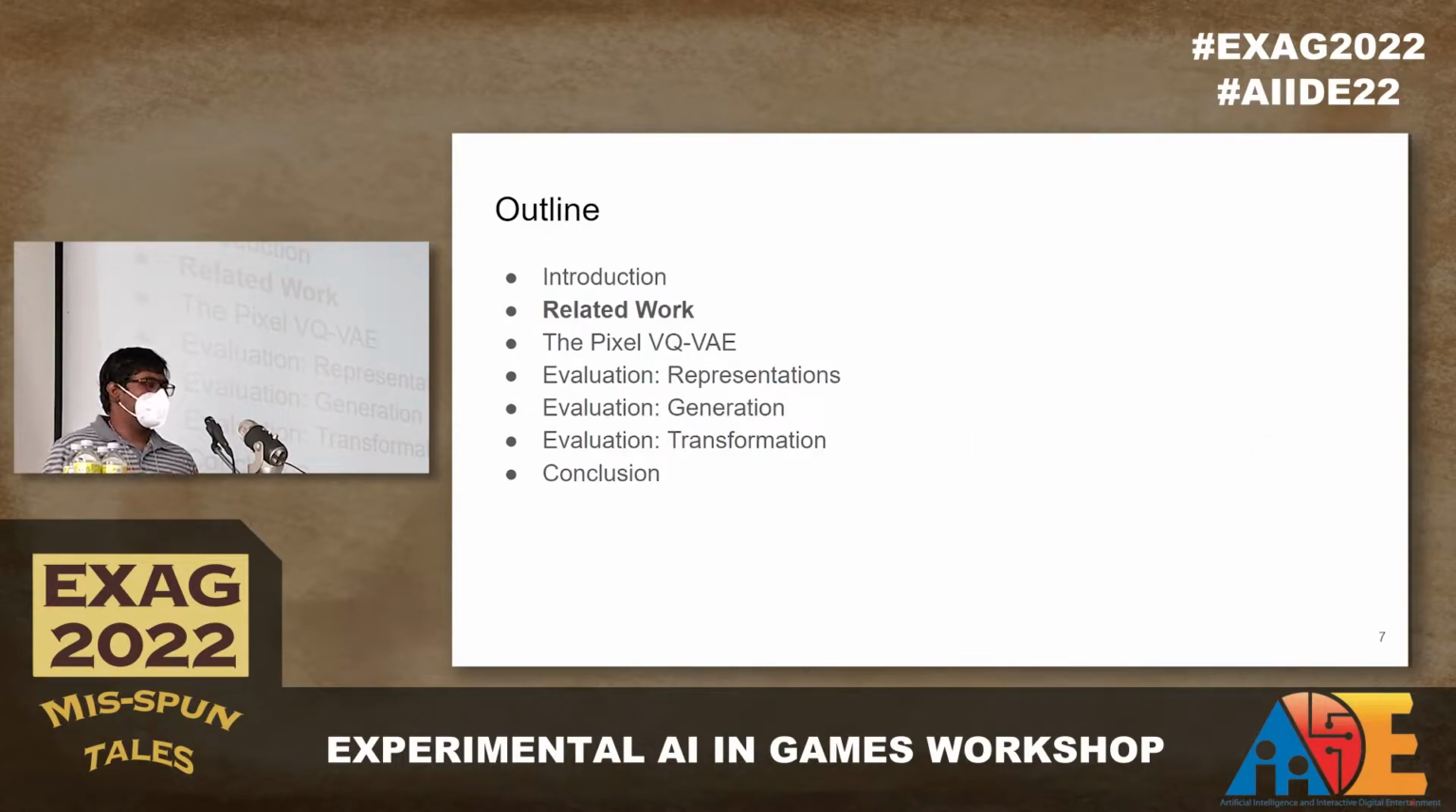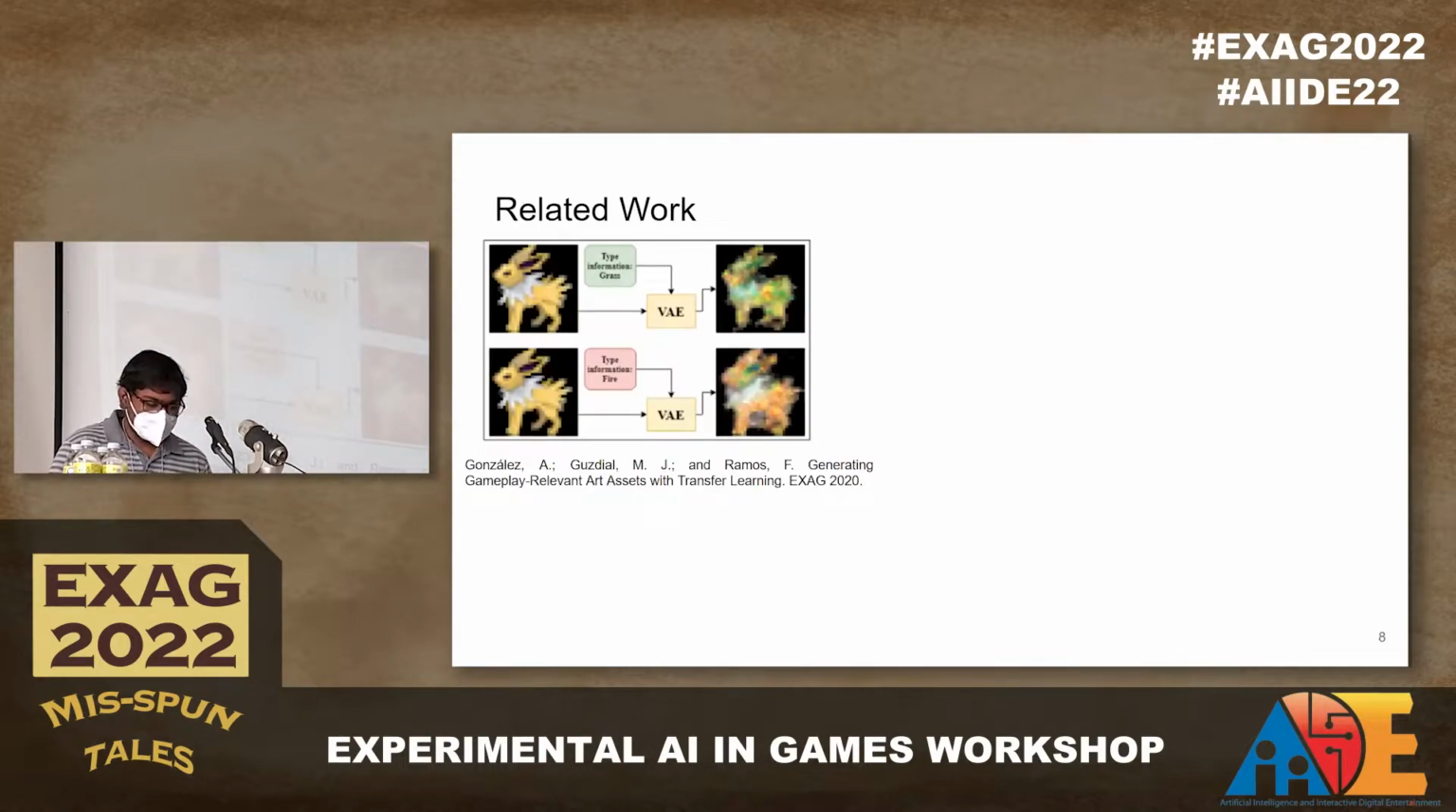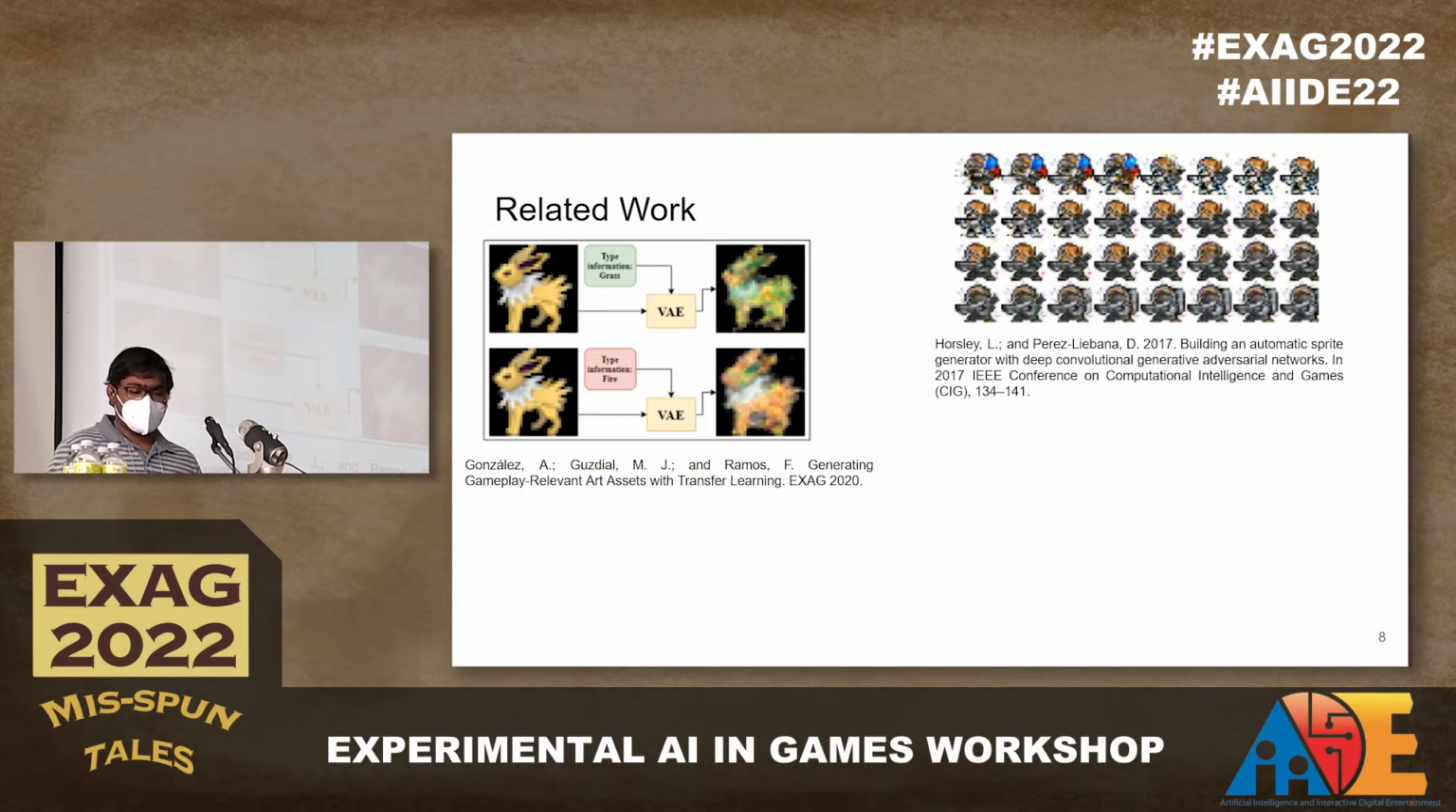But let's just talk about some pixel art related work. There isn't a lot, but let's look at them. So this first work is not actually pixel art, but it's on representing images and transformations. This work by Gonzalez et al. attempted to modify Pokemon, and you can see it works somewhat well, but it's kind of blurry and they use a VAE. There's also this other work by Horsley and Perez Libana on generating pixel art images using a GAN. And while these have some structure, they don't have a lot of detail.